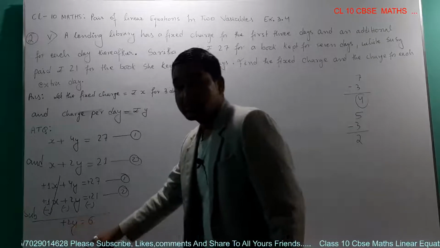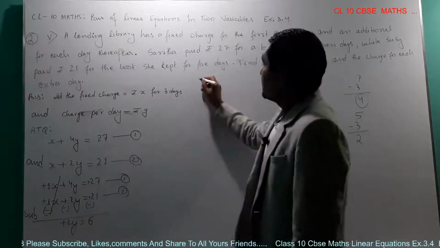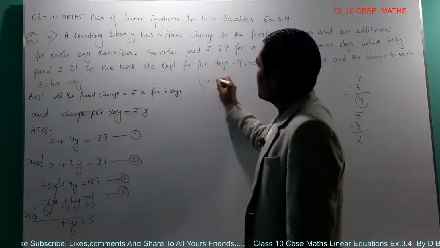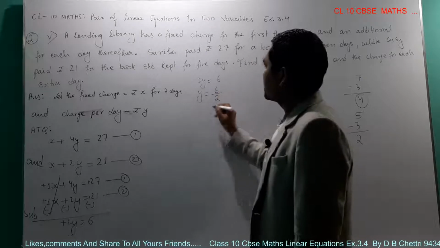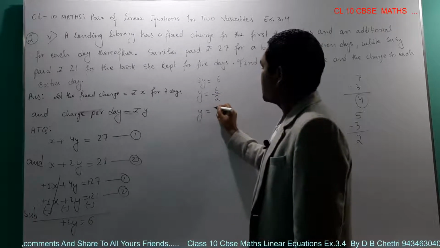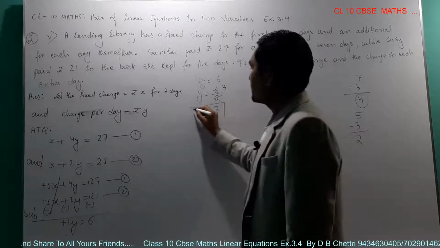Then this multi-number always goes down to the other side. That means their relation is division. Then 2y equals to how much is there? 6. Y equals to 6 divided by 2. Y equals to how much? 3. 2 1s are 2, 2 3s are 6. Now we got the value of y.